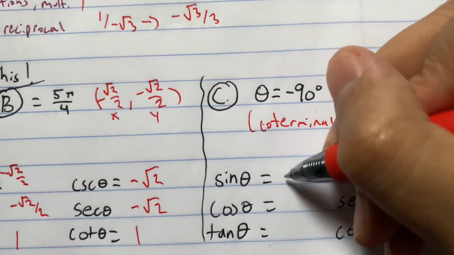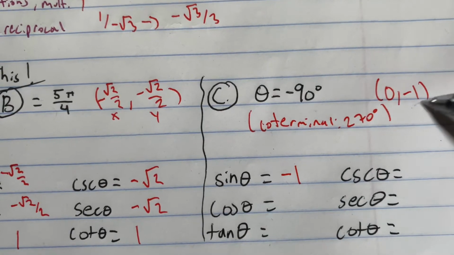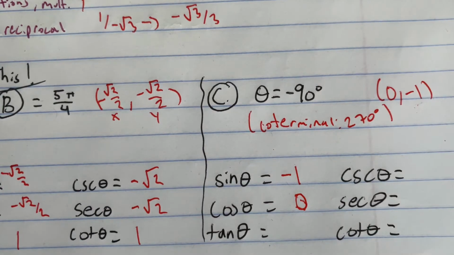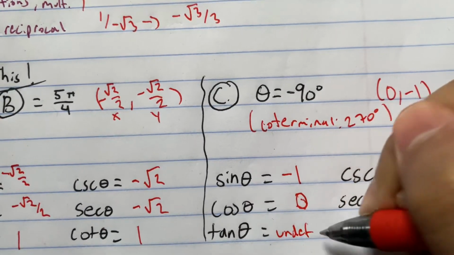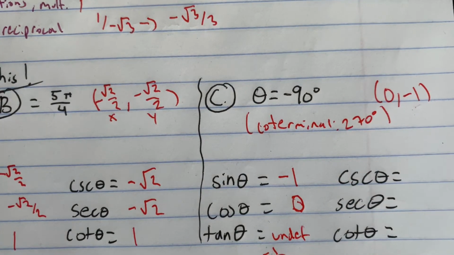So I know this is negative 1, because right here, this is 0. And then tangent is y over x, and it'll be undefined because it'll be 1 over 0 or negative 1 over 0, and we know that's undefined.